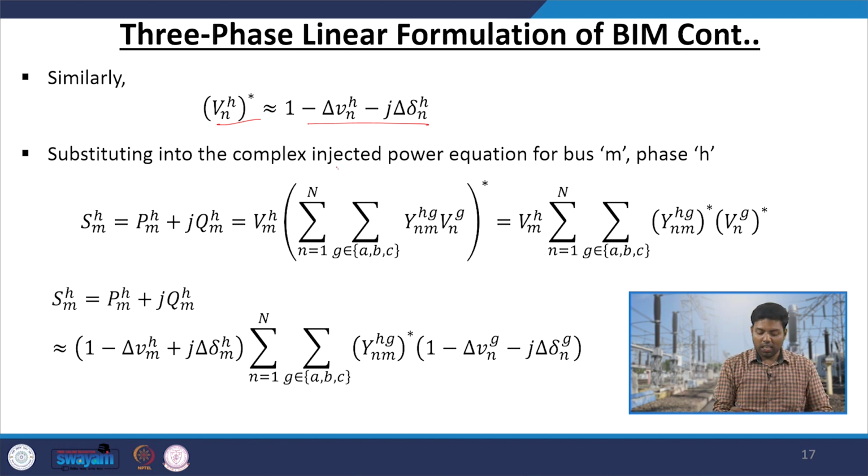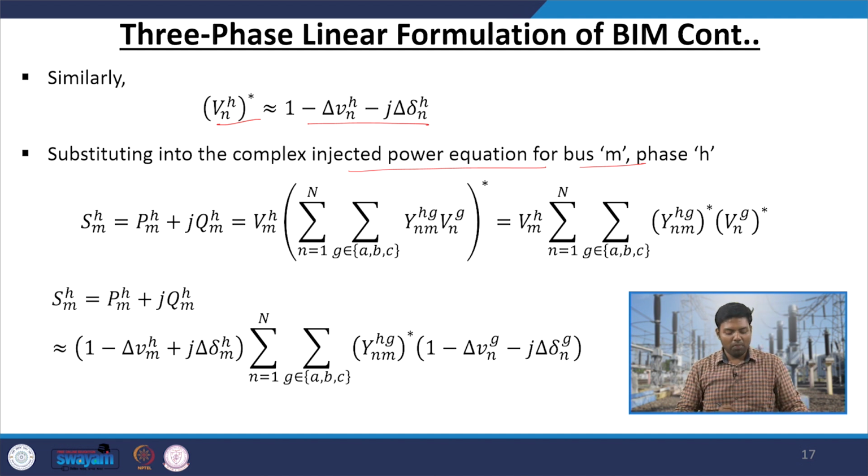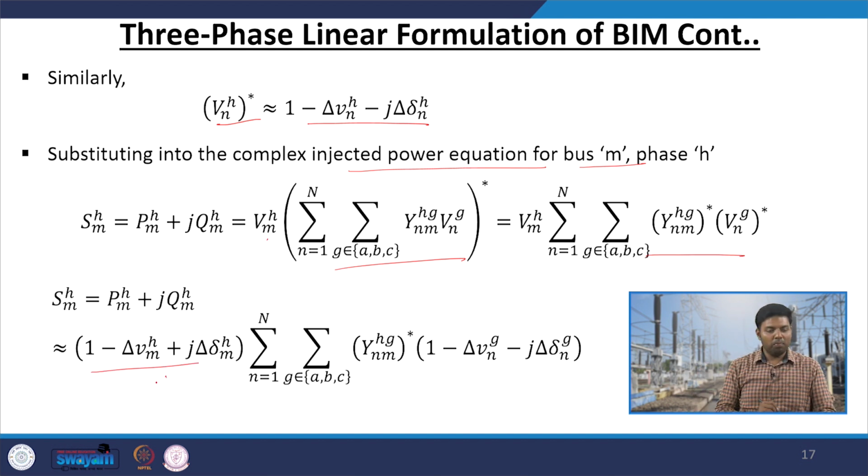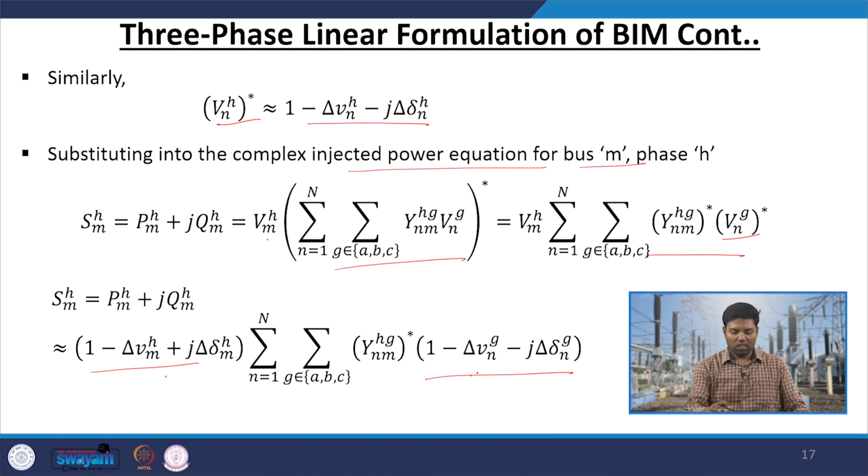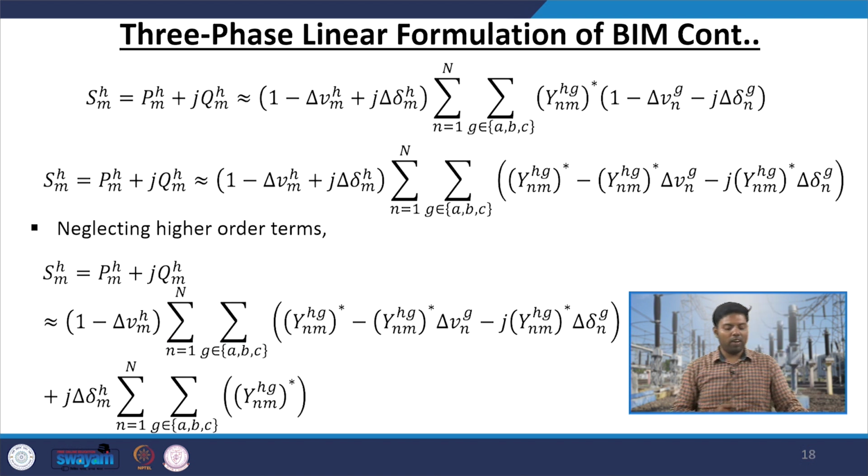Now, put these expression values into the injected bus equation for bus m and phase h. We will put the same Vmh as 1 minus del V plus j del delta, and for Vng we will put this equation. Now, we will try to simplify them.